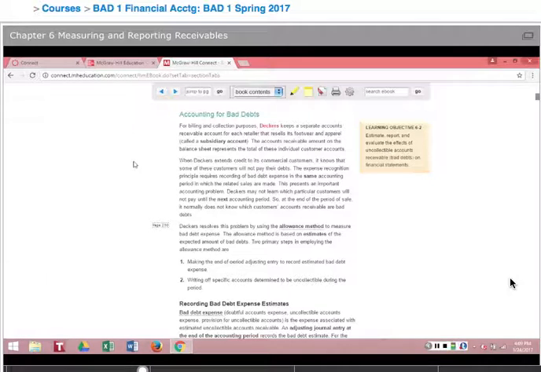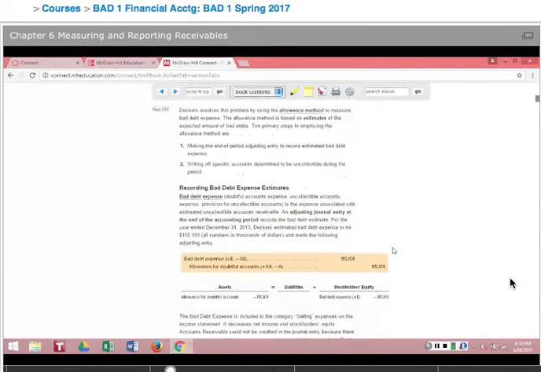And so in order to fulfill this matching rule, we use what is called the allowance method, and that makes us base our bad debts expense on estimates made at the end of the accounting period. So at the end of the accounting period, we're going to do an adjusting entry for an estimated bad debt expense, and then when actual customer accounts are adjudicated to be uncollectible, we would have to write off those specific accounts.